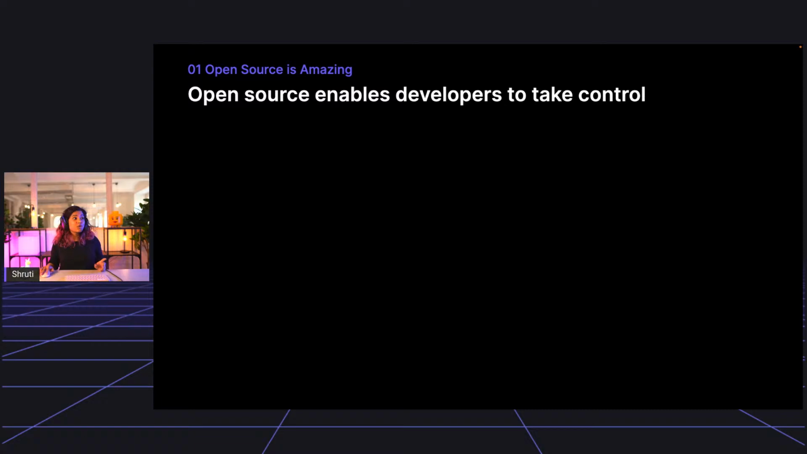Okay, so why open source, right? First of all, everyone knows all the awesome things about open source and why we need to use it. One of the most important things is that as a developer, open source gives you complete control over your product. For example, if you were using a SaaS tool to build an ETL service.